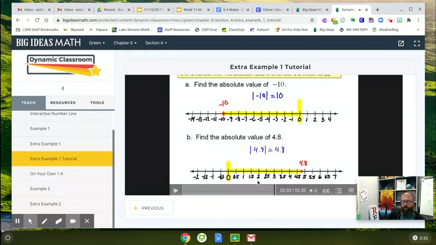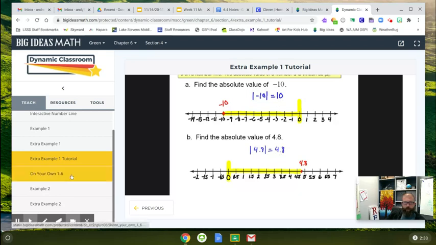Okay, so you don't have to count like that. I'm sure that you can probably tell that 4.8 is 4.8 away from 0. So I don't recommend counting each little one, but just so you see the visual of the number line and how far it is from 0, and notice the absolute value sign. The absolute value of negative 10 is 10, and 4.8 is also 4.8. So these answers are both positive.